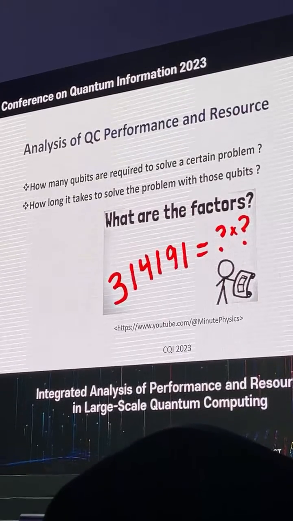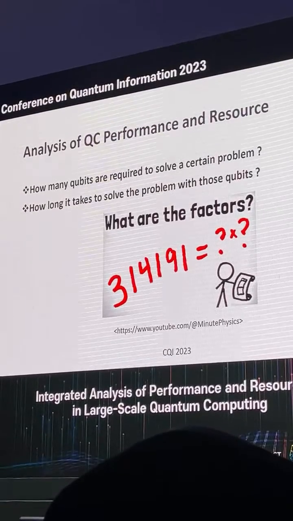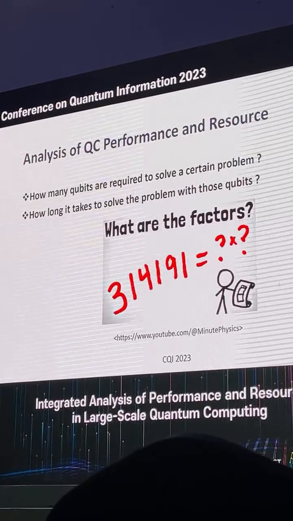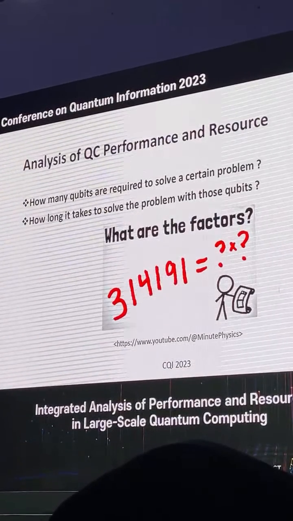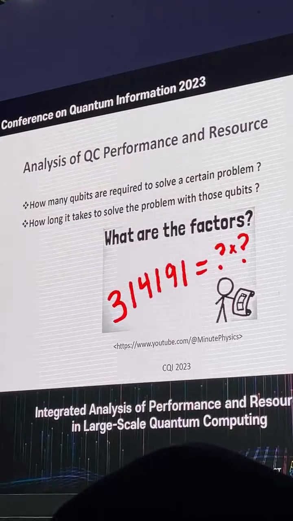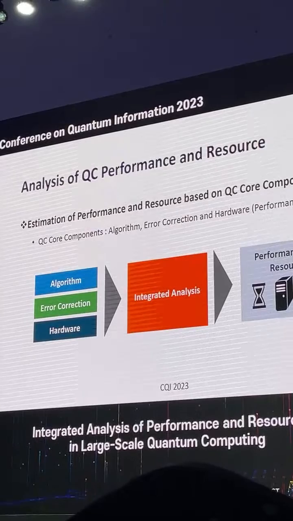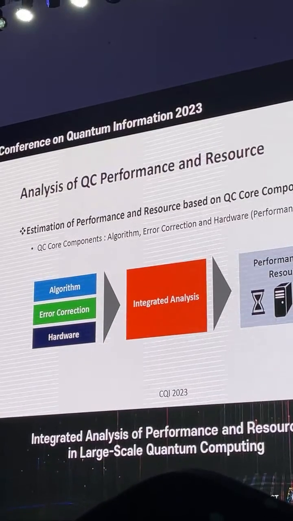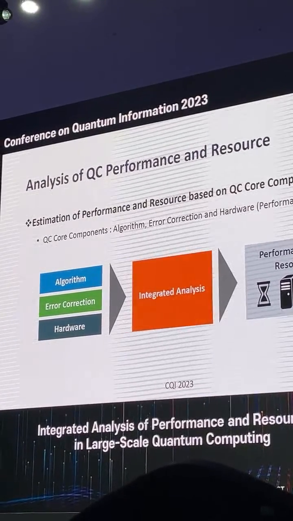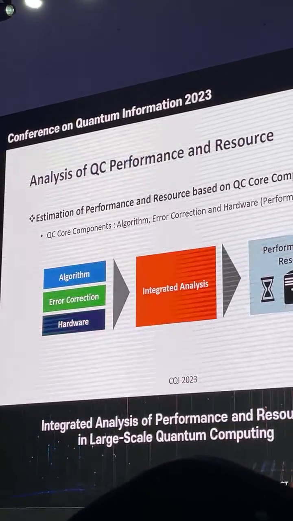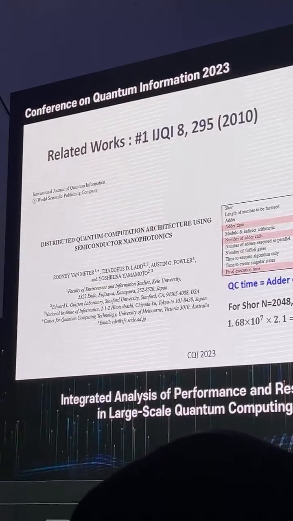The procedure to make an answer to the following questions: How many qubits are required to solve a certain problem, and how long does it take to solve the problem with those qubits? So far, several researchers have estimated that based on the quantum computation core components, such as quantum algorithm, error correction, and hardware. There are several reports about them.